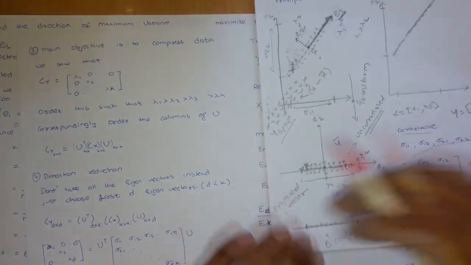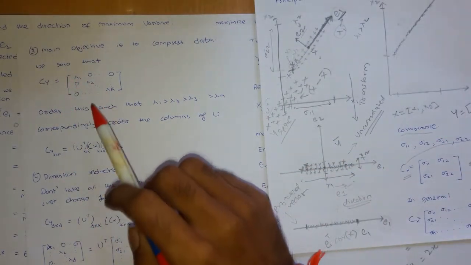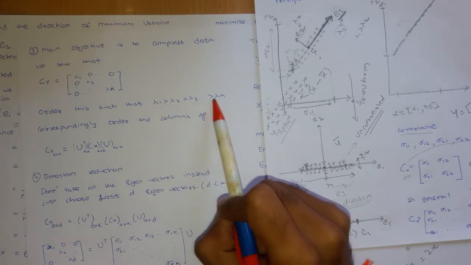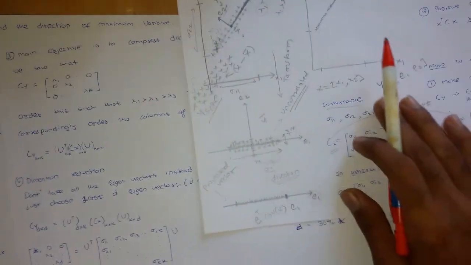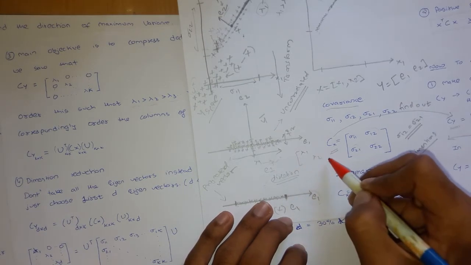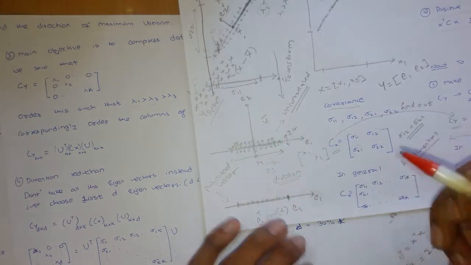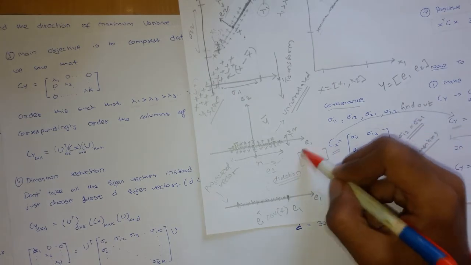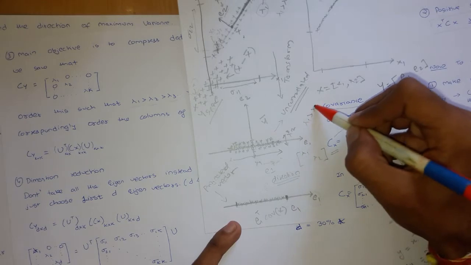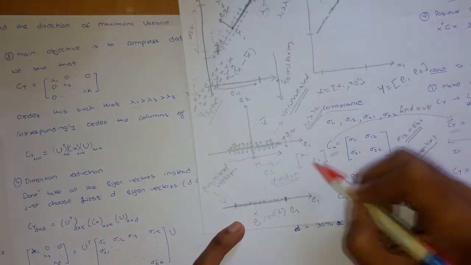So what we can do is order this matrix such that lambda 1 is greater than lambda 2, greater than lambda 3, greater than lambda n. So we will get it like this, with lambda 1 and lambda 2 over here because there are only 2. I have written lambda 1 greater than lambda 2; this is the condition that I am taking.